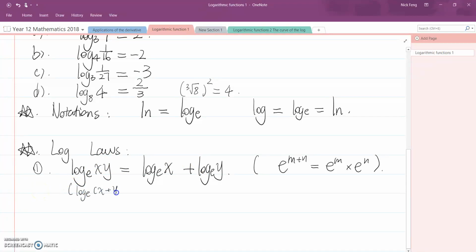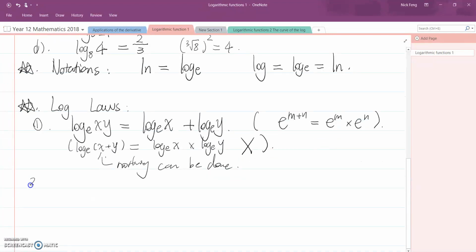What happens if it's a sum inside? Does it equal log x times log y? It's a big mistake. This doesn't hold. Okay, if it is the sum inside of the log, you can't do anything about it. Nothing can be done.